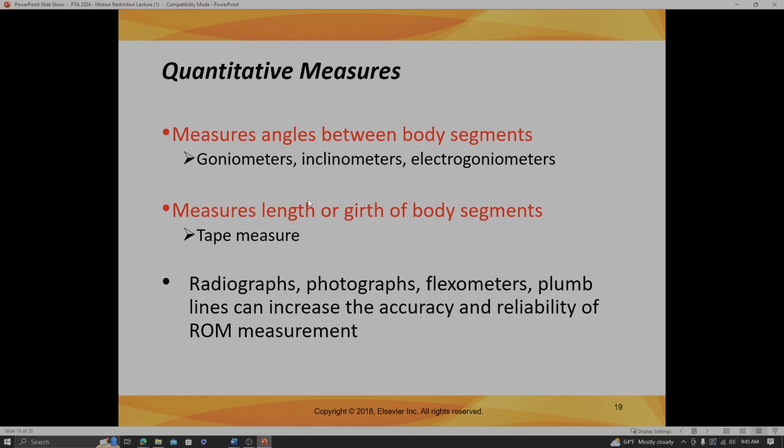So quantitative measures are going to be numerical measurements. These are like the angles between body segments, something that's going to give us a hard and fast number, right? The patient has 162 degrees of shoulder flexion. Inclinometer is another way of measuring. Electrogoniometer is just a different mechanism for measuring goniometric measurements for range of motion. And then we also have the length or girth of a body segment. So is there a leg length discrepancy? Well, we'll measure with the tape measure. Is the left calf bigger than the other leg? We're going to use girth measurements. You can also use x-rays, pictures, flexometers, which is like the old-fashioned V-sit, and plumb lines against a scale on a wall to give you better insight.